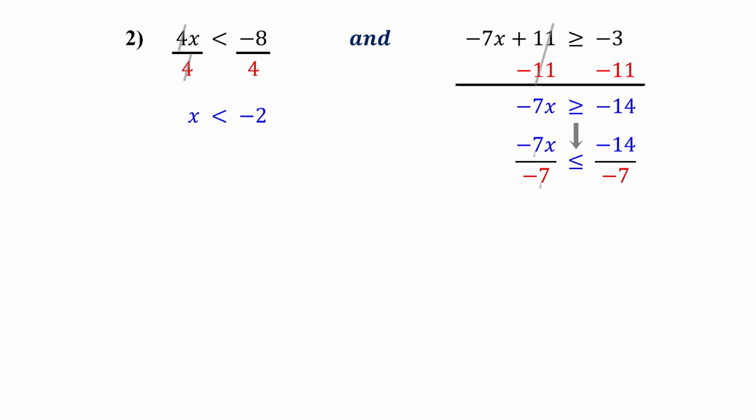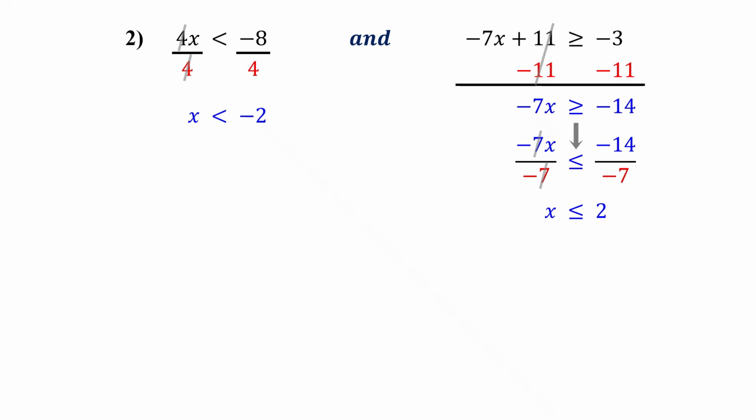Now on the left, the -7's cancel, leaving x. On the right, we get 2. That is the solution to the second inequality. By the way, if you'd like a detailed step-by-step lesson on solving single inequalities, including how to graph their solutions and write them in interval notation, check the link in the description.